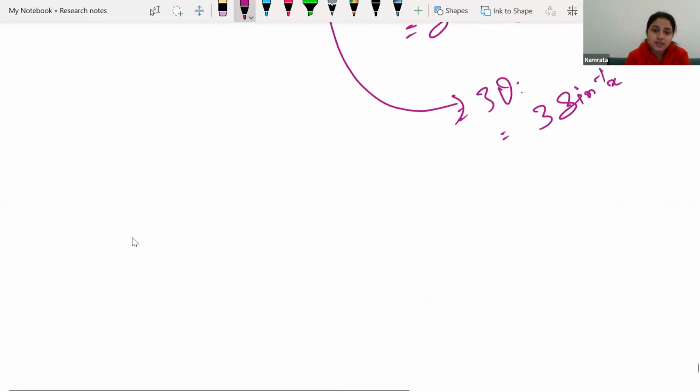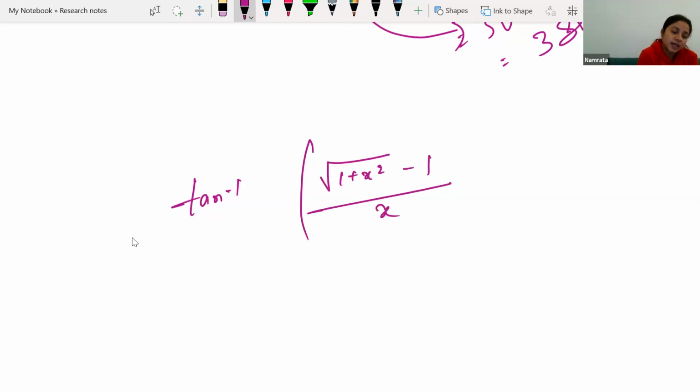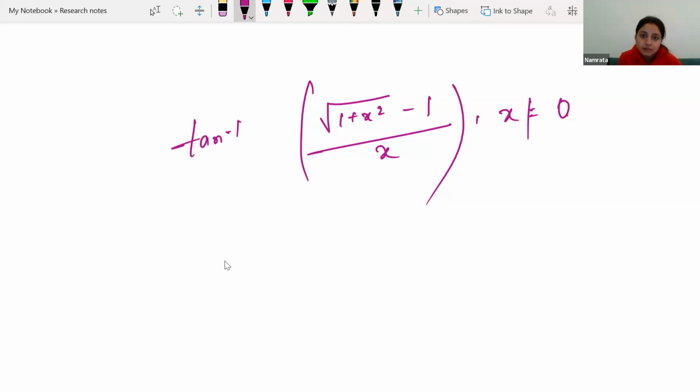Let's take one last question. Tan inverse of under root 1 plus x square minus 1 by x, where x is not equal to 0. So here we have to simplify it. We have to think what can be taken as x.